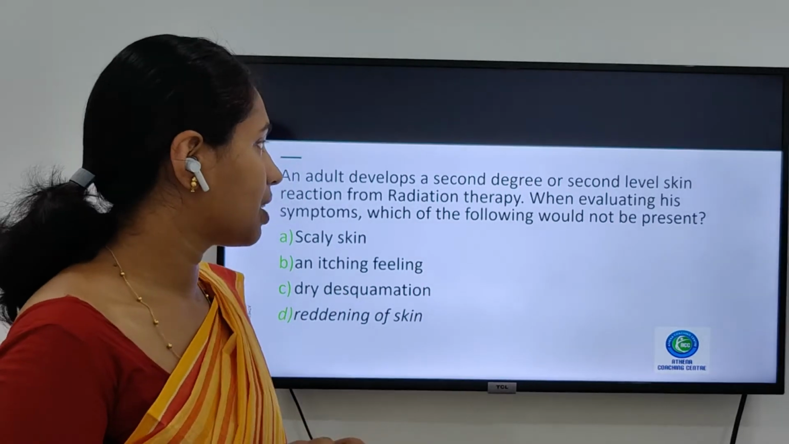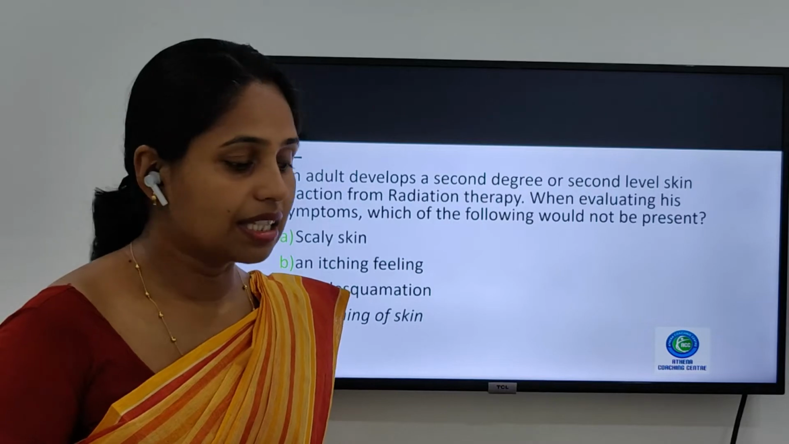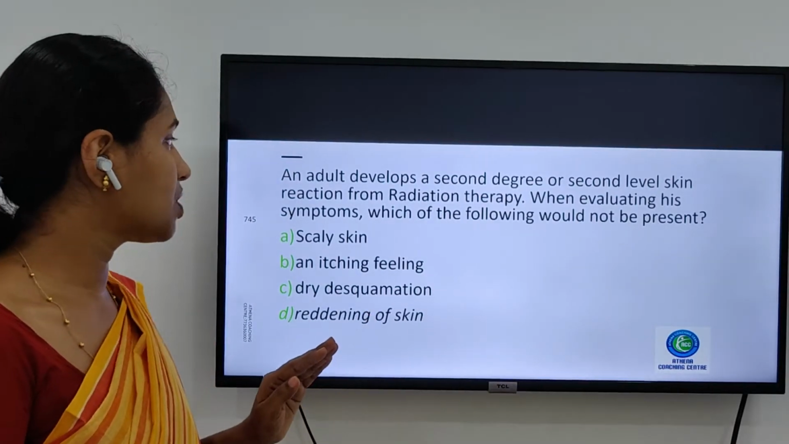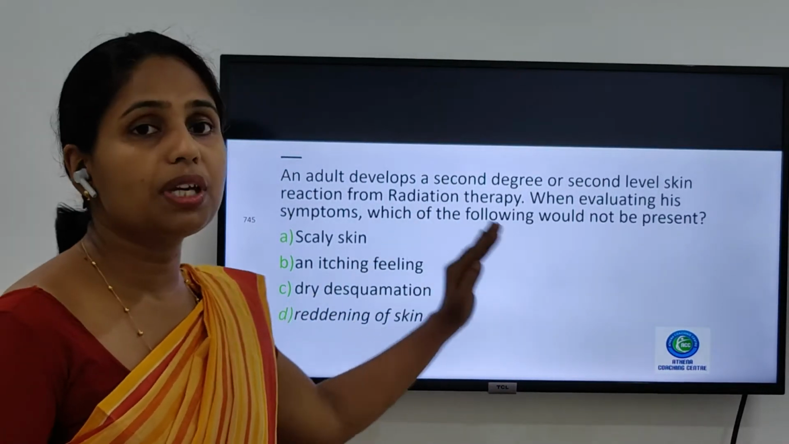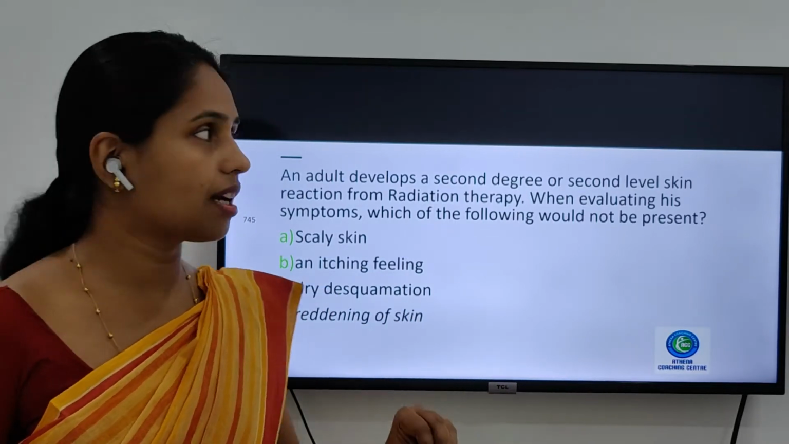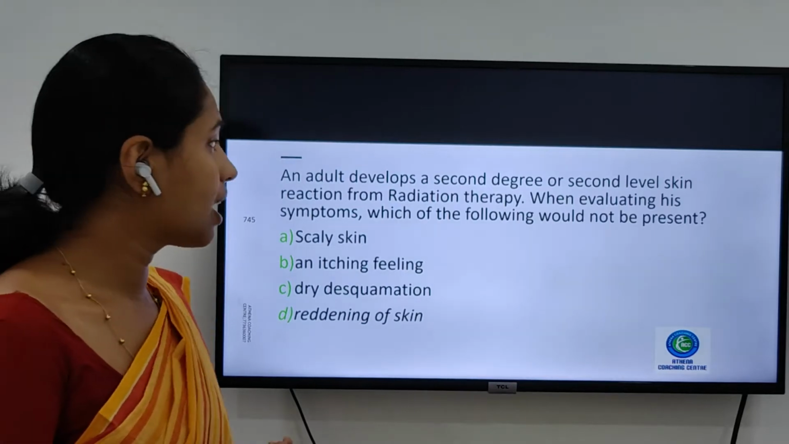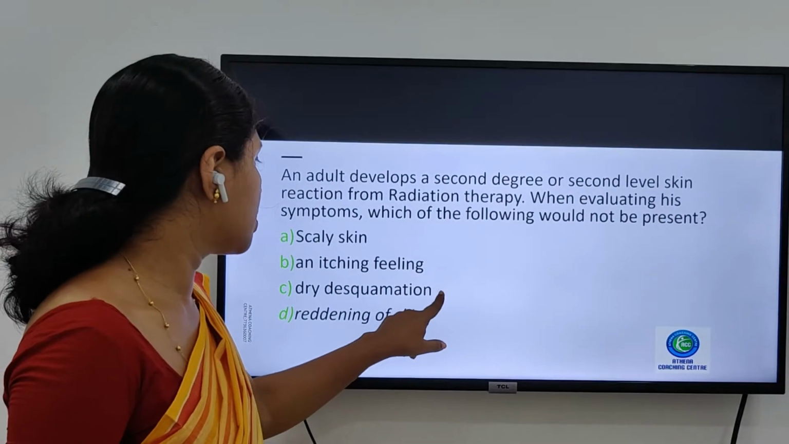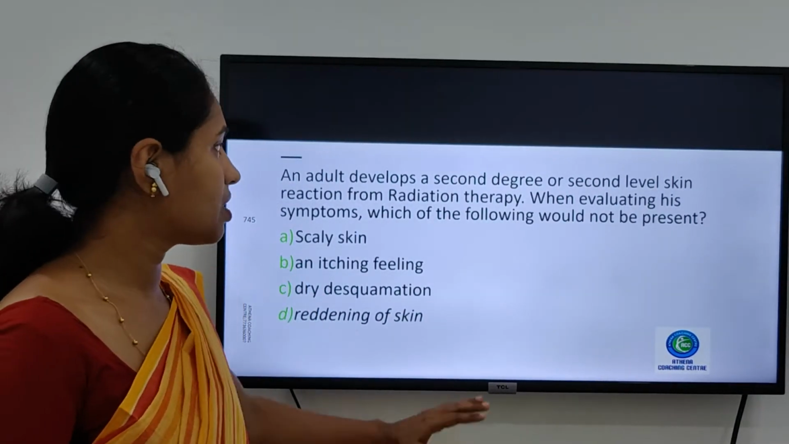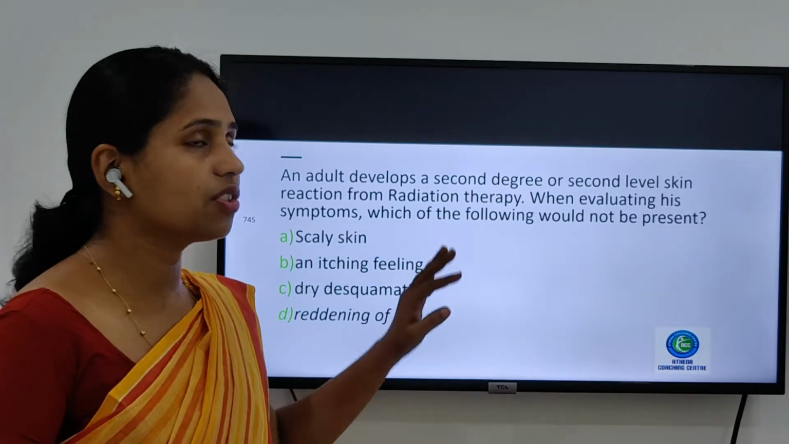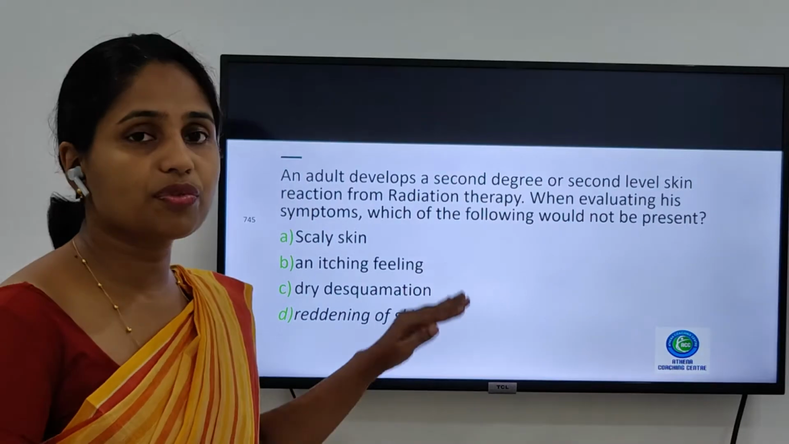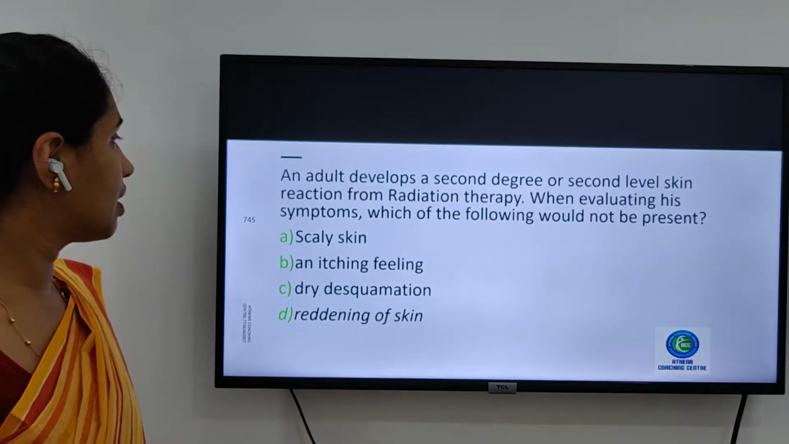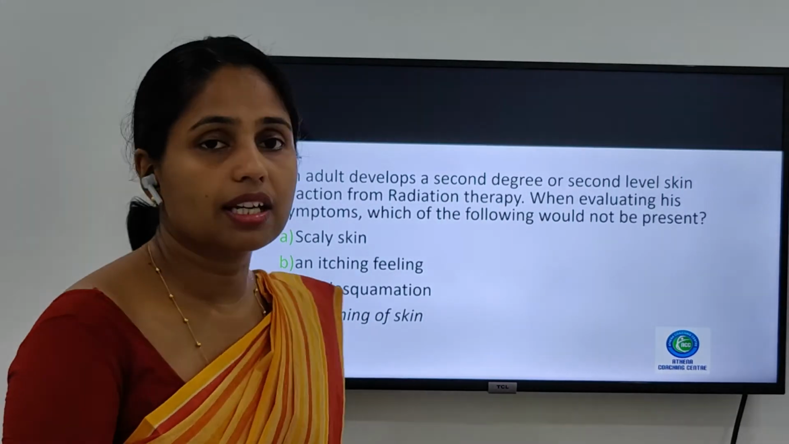Okay, the question here says: a patient develops a second level skin reaction from radiation therapy. When evaluating his symptoms, which of the following would not be present? Okay, see, scaly skin, itchy feeling and dry desquamation are the signs associated with a second degree skin reaction. Reddening of skin is not included in this. So, which is not present in a second level skin reaction, the answer is D, reddening of skin.